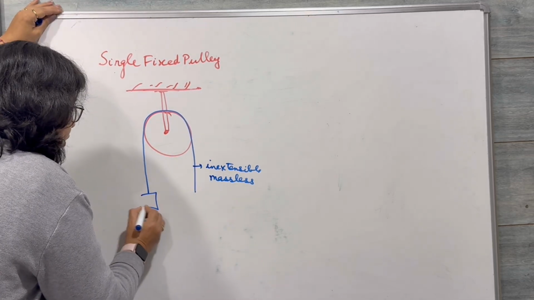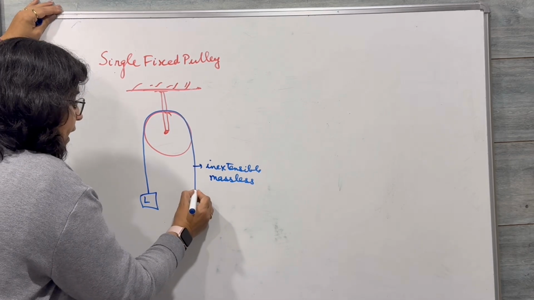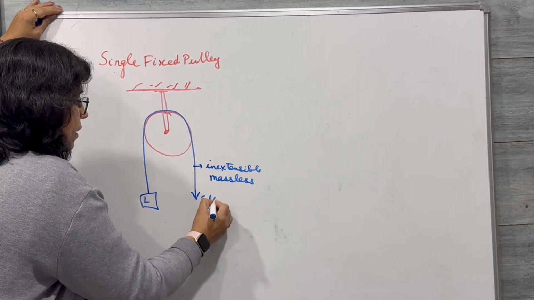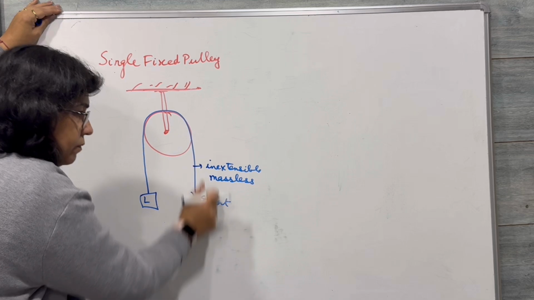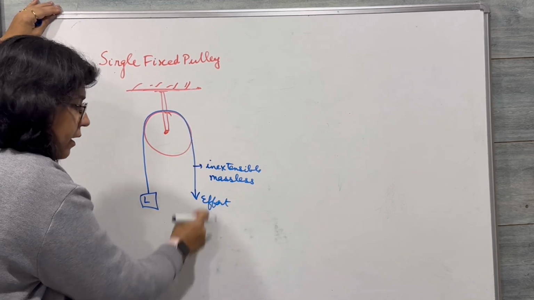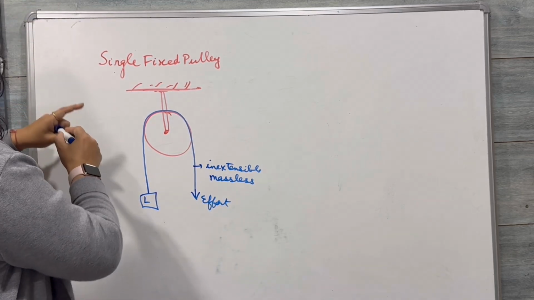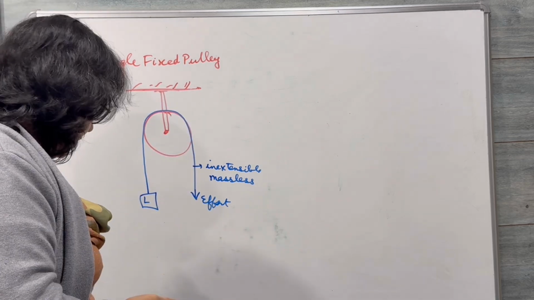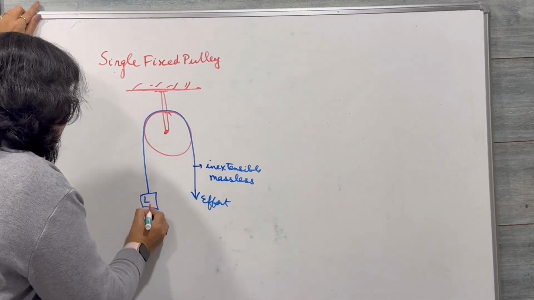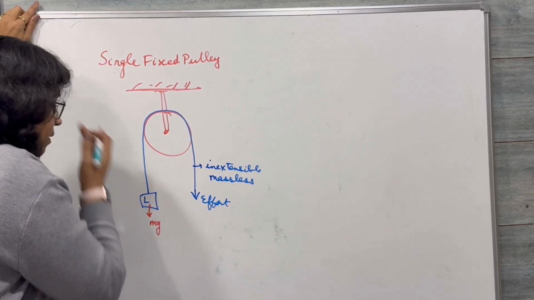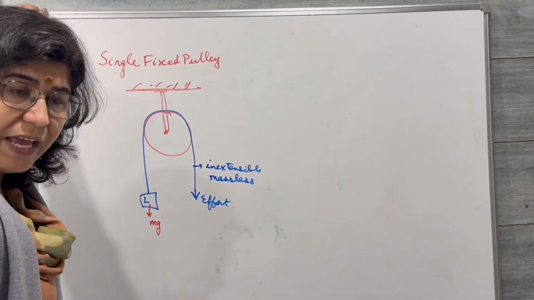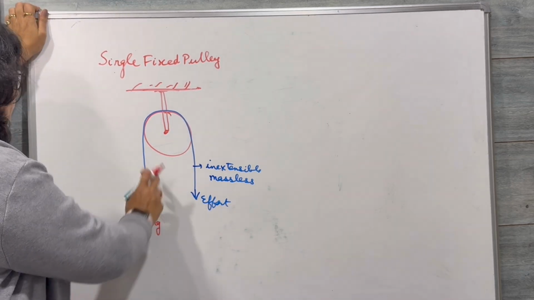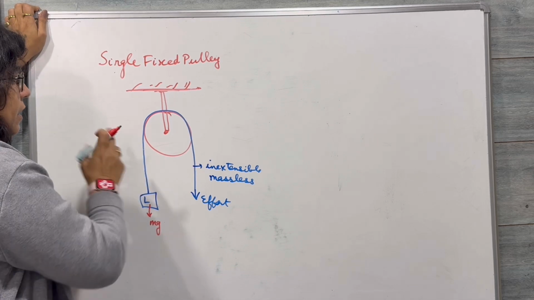Now, you have a load here and you apply an effort here. Effort means you are pulling it down with your hand. You're pulling it down. This is the load which you have to pick it up, right? The load has weight mg. Because earth pulls everybody down, so load has weight mg. Due to this, this part of the string has tension.